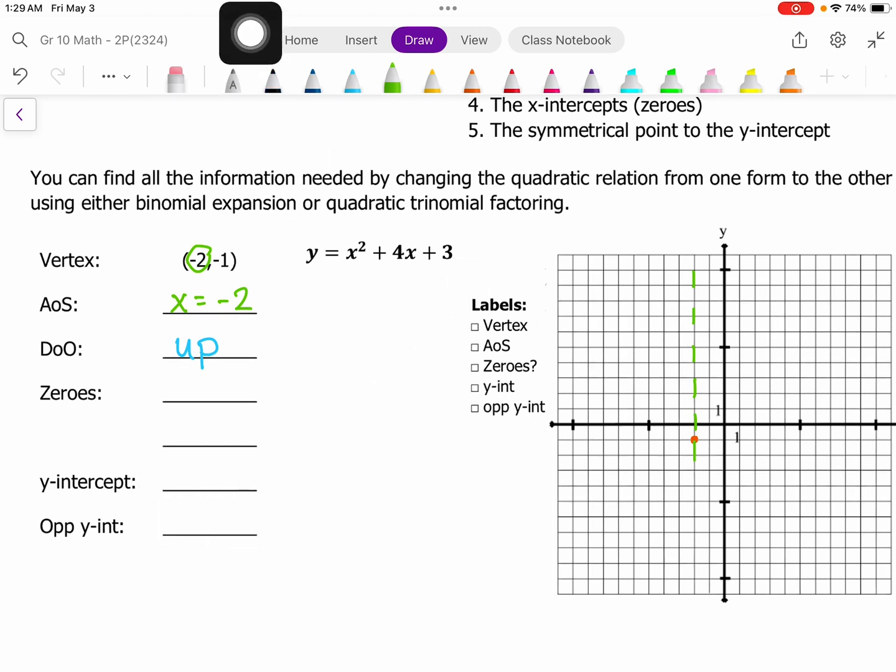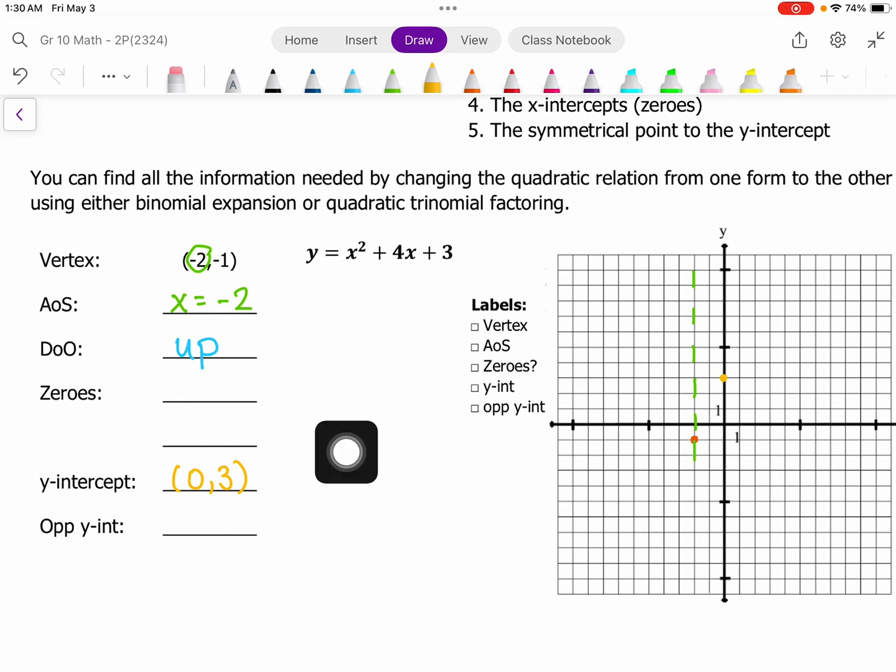So my y-intercept is when I touch the y-axis. So that is going to be at +3, so that is over here. So at that point, my x value is 0, and my y value is 3.